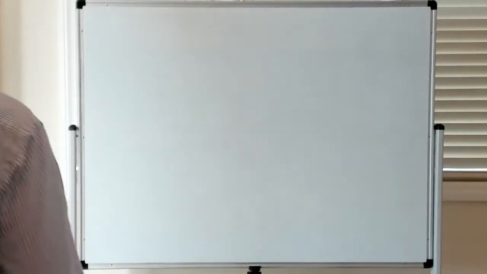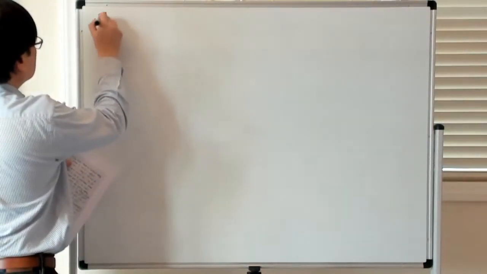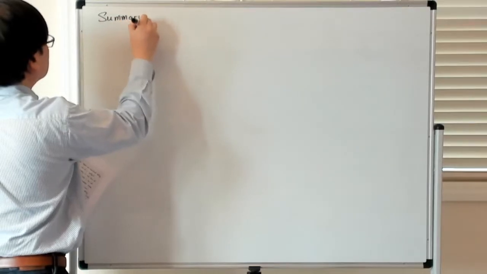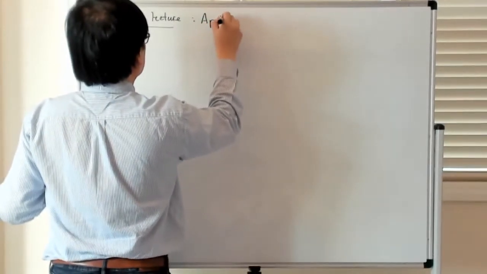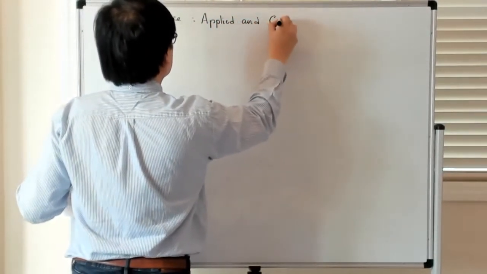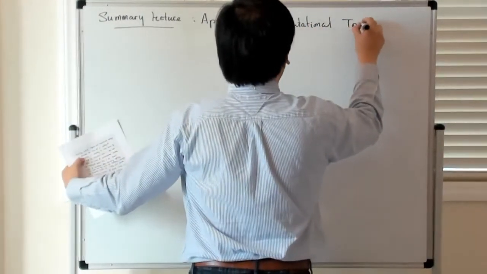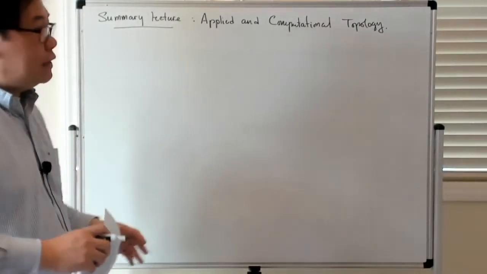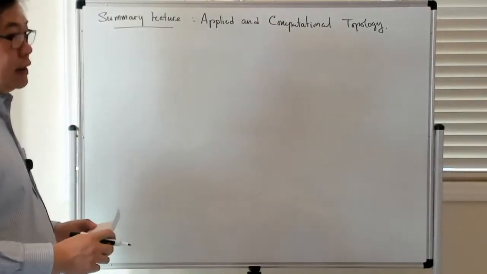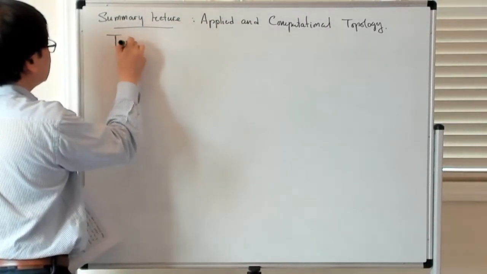All right, so now I'm going to summarize some of the things we discussed in this course on applied and computational topology. The first thing we talked about was really what it means to say that something is topologically equivalent. And in order to do that, one needed to introduce the idea of topological spaces. So we discussed topological spaces.